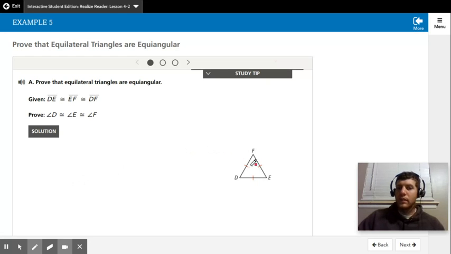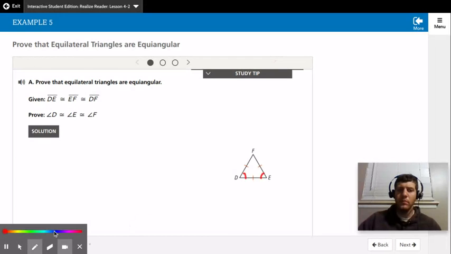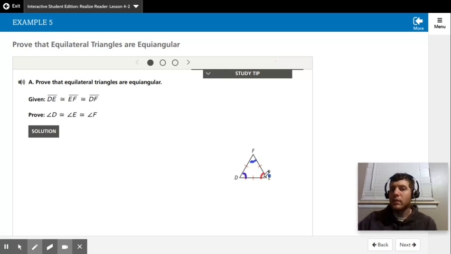Right. Well, we notice since DF is congruent to FE by the Isosceles triangle theorem, we know angle D is going to be congruent to angle E. Okay. We also notice that DE is congruent to EF. So by the Isosceles triangle theorem, we know angle F is going to be congruent to angle D. Okay. And since angle D is congruent to both angle E and angle F, we know that angle E and angle F are going to be congruent to each other as well. So since E and F are congruent, since D and E are congruent, and since D and F are congruent, we would say that angle D is congruent to angle E, which is also congruent to angle F. All three are congruent to each other.